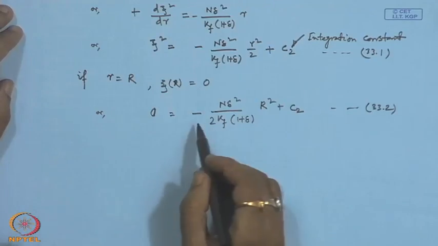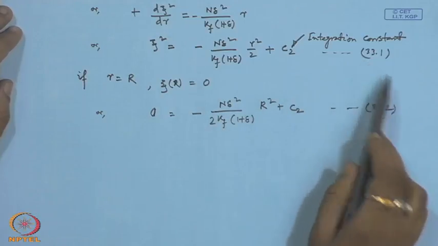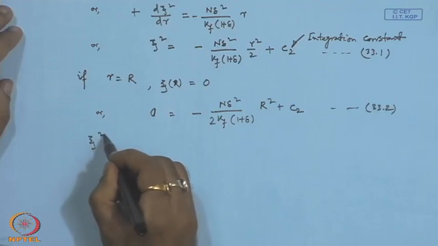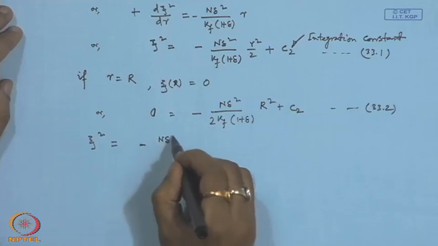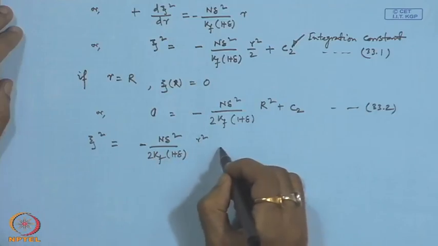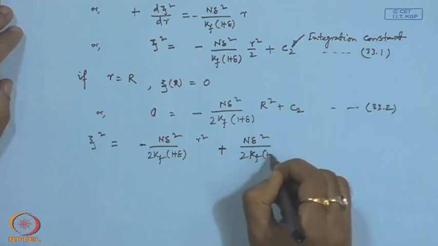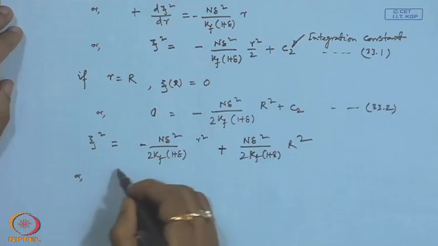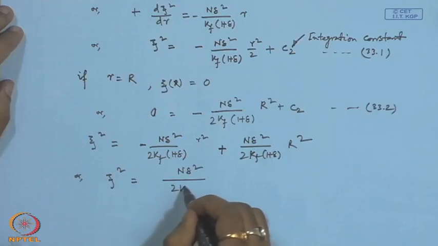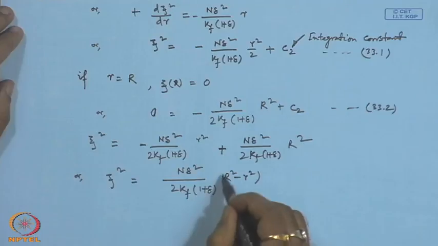So, if we subtract this equation 33.2 from 33.1, then we can directly write it as psi square equals to minus n delta square by Kf (1 plus delta) r square plus n delta square by 2 Kf (1 plus delta) R square, or finally we can write it as n delta square by 2 Kf (1 plus delta) into R square minus r square.